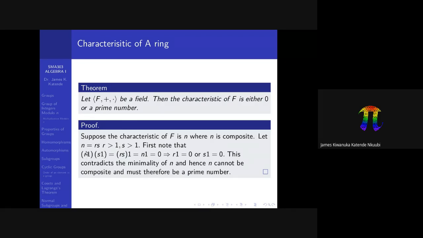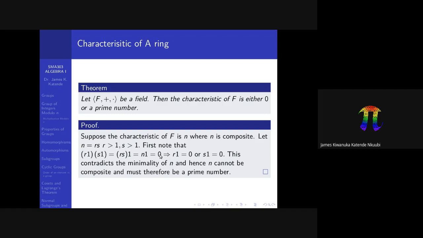So here r1 simply means 1 added to itself r times. So you can think of this one as 1 plus 1 plus 1 plus 1, r times. The same thing as this in brackets is 1 added to itself s times. So if you multiply it out, you will get rs1. Now we know that rs is n, and we know that the characteristic is n, so n1 must be equal to 0.